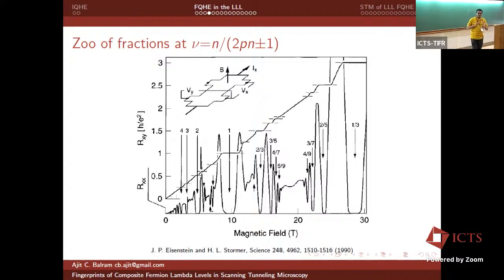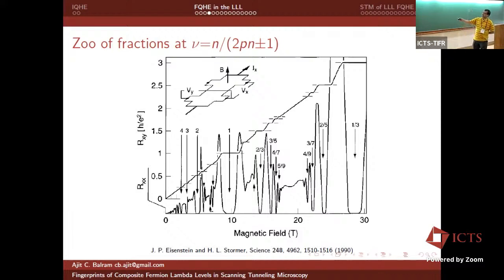Okay, so throughout this talk, we are only going to be concerned with fillings that are less than half, because the fillings that are greater than half, you can just get by particle-hole symmetry. And particle-hole symmetry is going to be a good approximation when the field is large, because then everything is confined to the lowest Landau level. Then you can just exchange electron orbitals to hole orbitals.